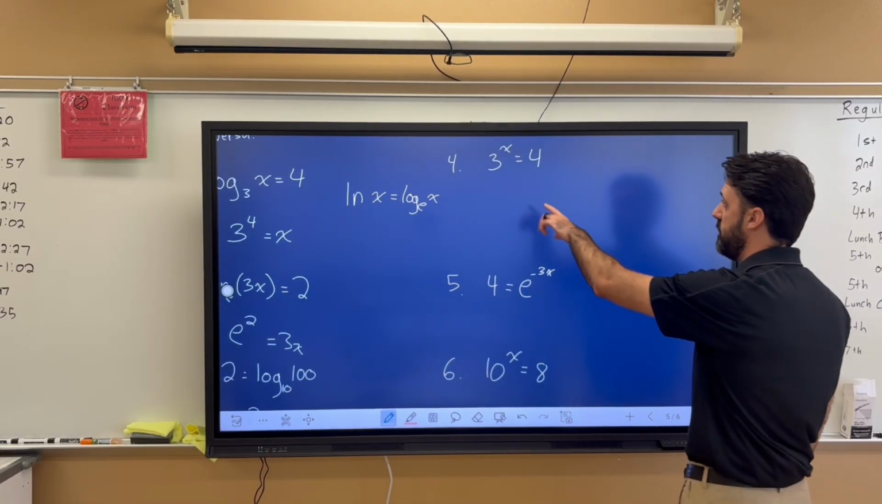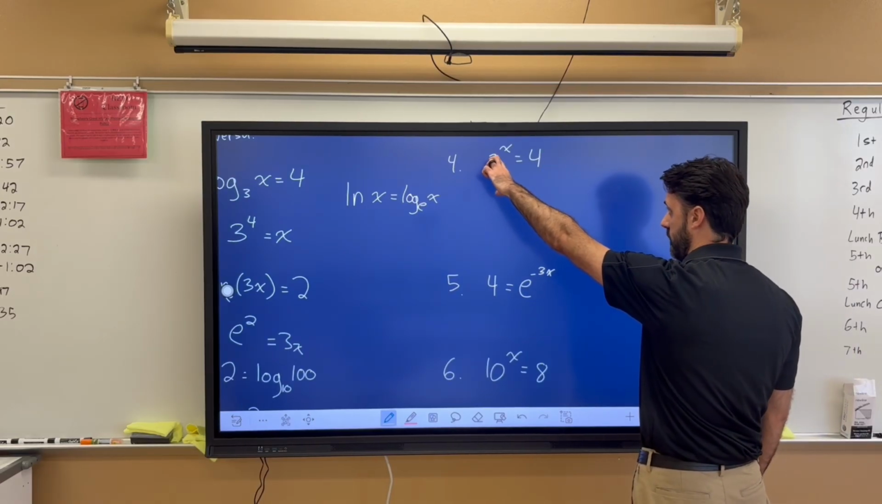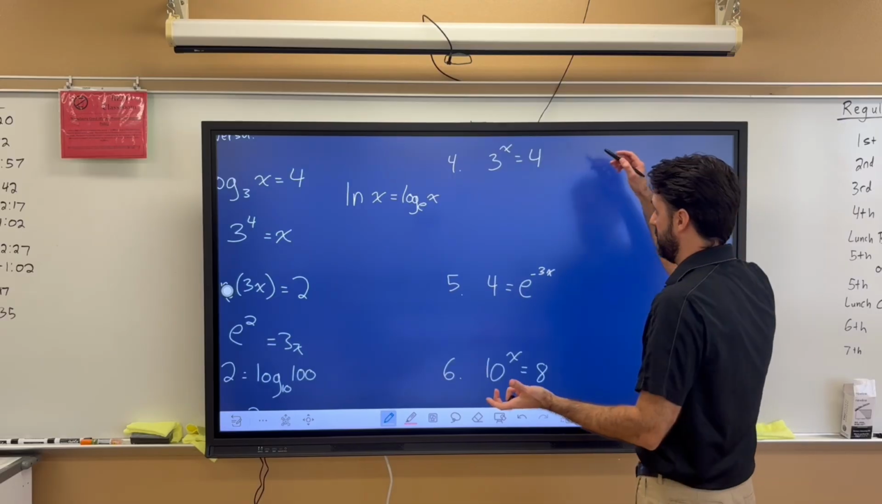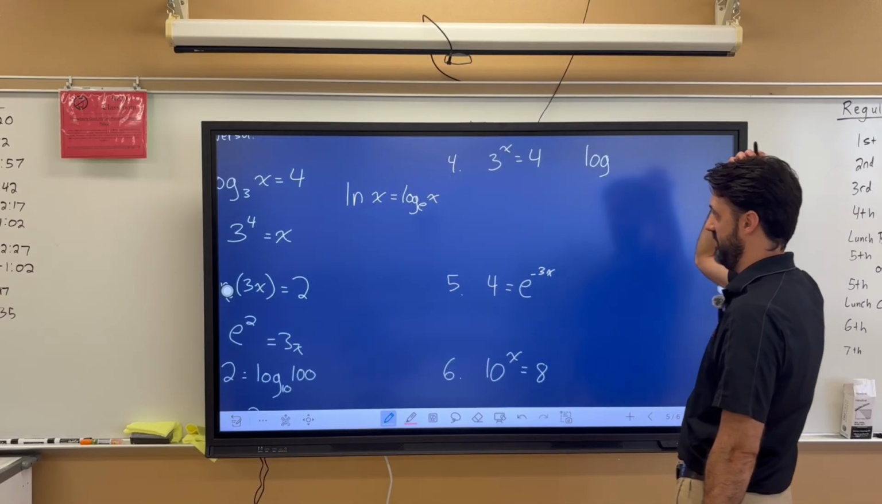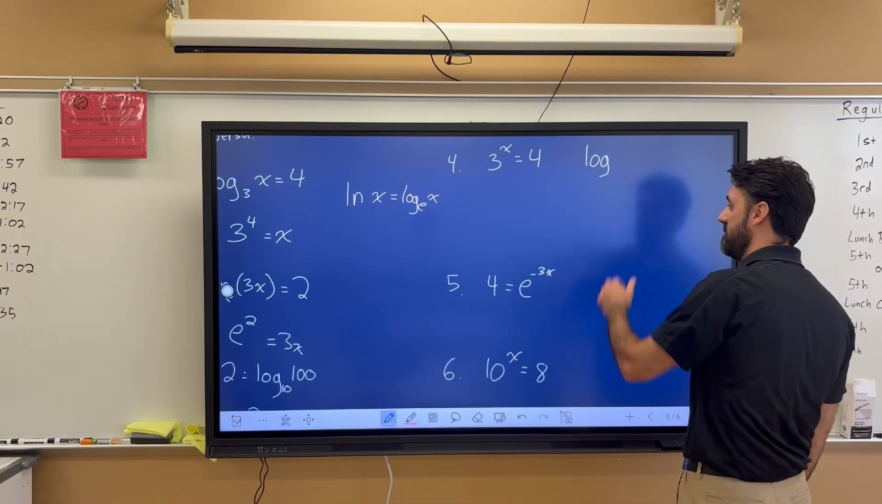But number 4, we've got 3 to the x equals 4. All right, so this is an exponential form. We're going to write it as a log. So the first step, and I know this is obvious, but you have to write log. I have people or students that sometimes skip that step and they get completely lost. So first step is you write log.